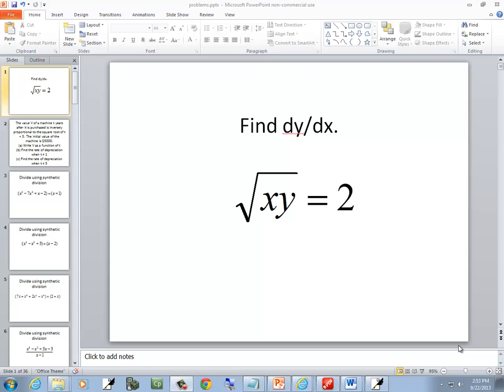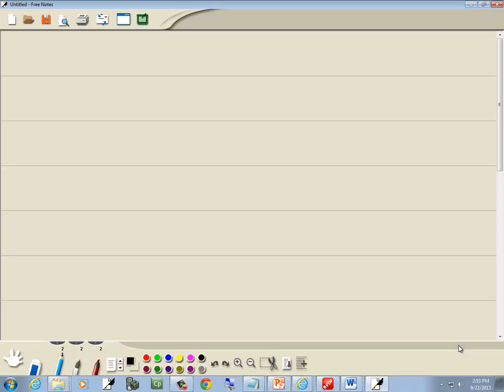Let's take a look at this problem. We want to find the derivative of y with respect to x of the square root of xy is equal to 2. Now this square root of xy, I can rewrite as xy to the 1/2 power.